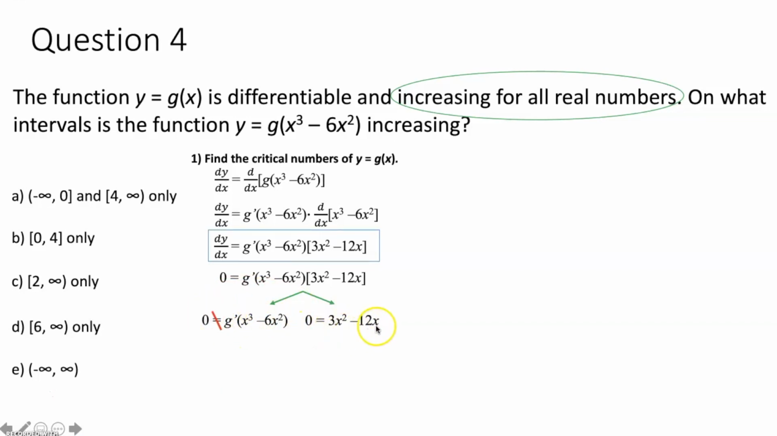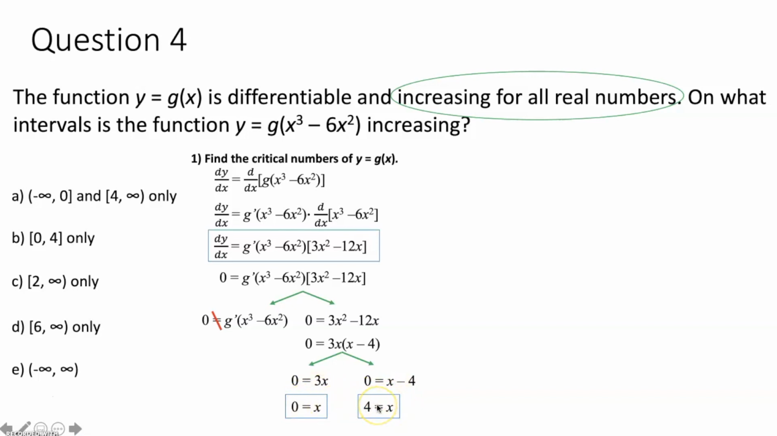Over here, how do I figure out what x values cause this to equal 0? Well, I need to factor out a 3x from each of these terms, and now I have this times this equals 0, so I can use the zero product property again and say either 3x has to equal 0 or x minus 4 has to equal 0. I solve each of these for x, divide both sides by 3 over here, add 4 to both sides over here, and I have my two critical numbers.